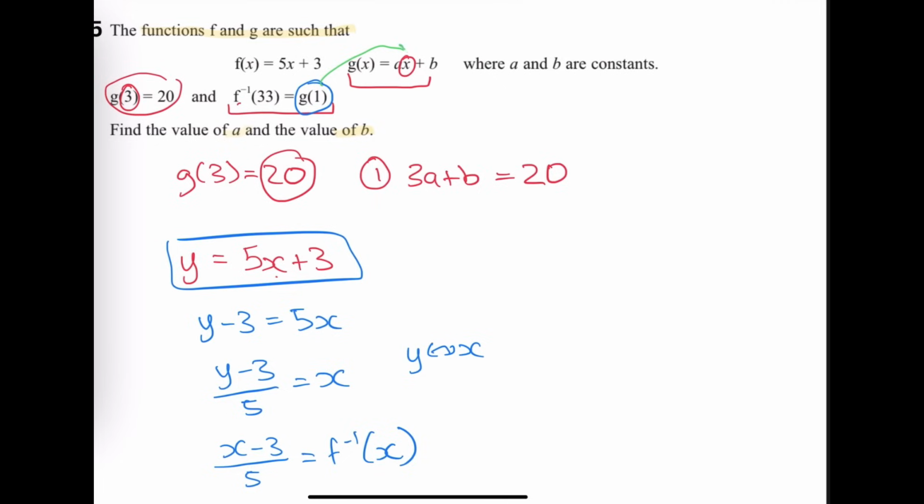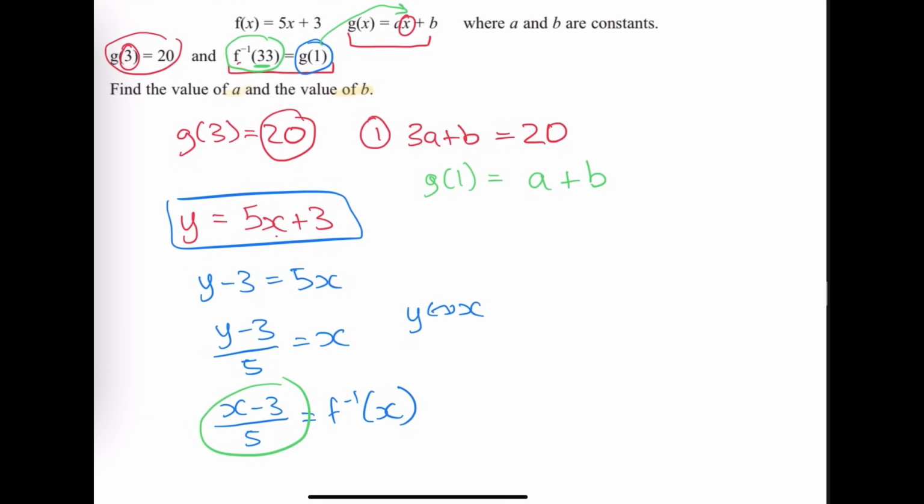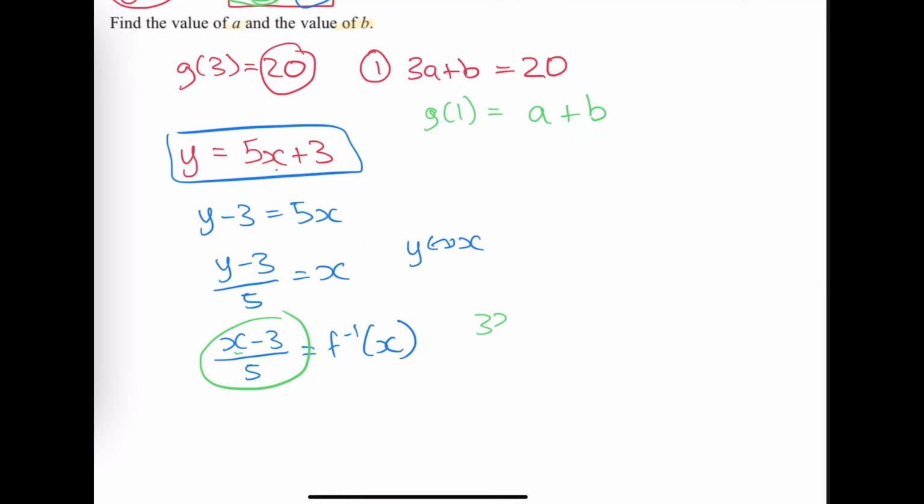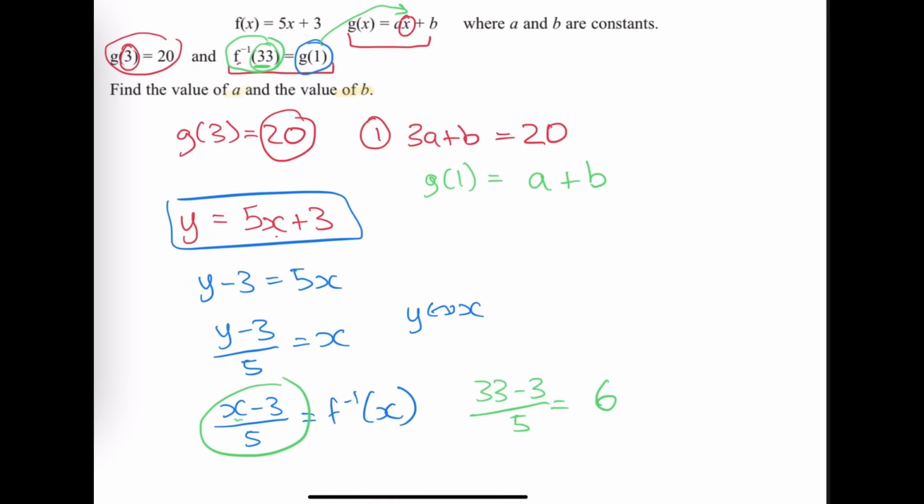So let's find out what g1 is. If we put 1 into here, we know that g1 is the exact same as just a plus b. If we put the 33 here, because it's inside, we're putting it where the x is. We'll do 33 minus 3 over 5. We know that that is going to equal 6. So we're going to put this together. We know that G1 is a plus b, and we know that 33 minus 3 over 5 is 6. So we know that 6 is the same as a plus b.